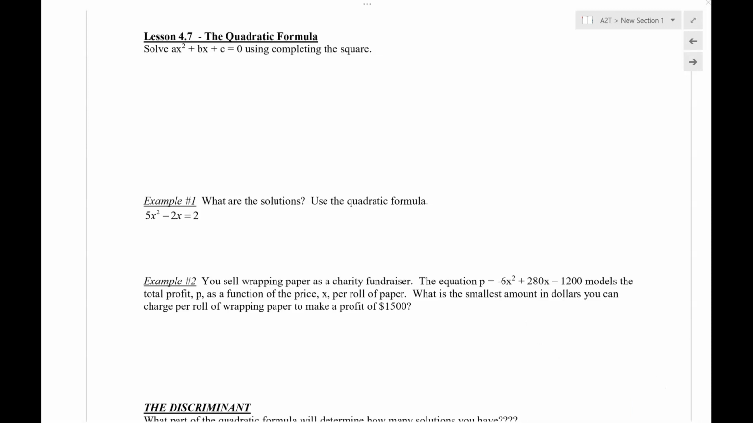Hello, ladies and gentlemen. Today we are journeying into the lovely land of the quadratic formula. But before we do that, let's solve through completing the square. Just a nice little refresher from the previous lesson.